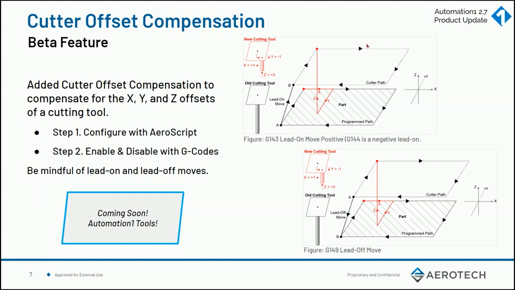And then coming soon, Automation1 tools. So now that we have all these nice offset compensation features, we are going to give you the ability to define your own tools that you can access in Automation1, and we are making sure that that new feature of tools will be very flexible for the wide variety of different process tools our customers need and use.